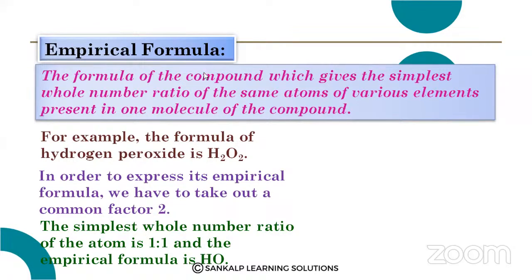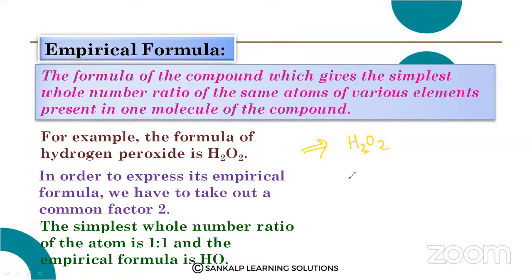Now, how do we find the empirical formula? We'll take an example of hydrogen peroxide, H2O2. You want to find the empirical formula of hydrogen peroxide. In order to express this, first you have to take what is common between these. The common factor is 2. So take the common factor 2.